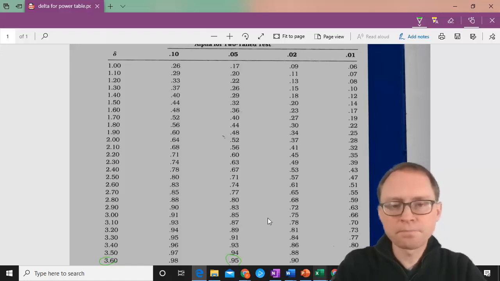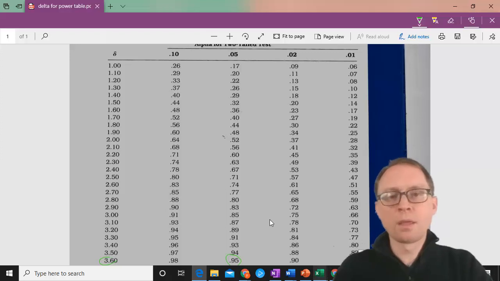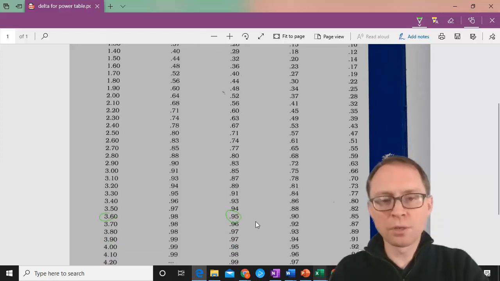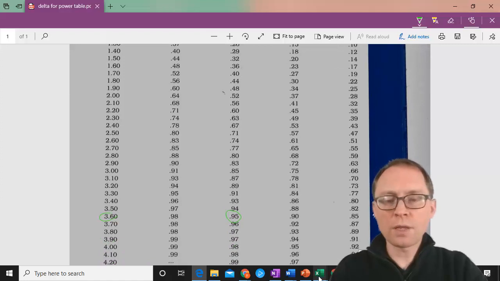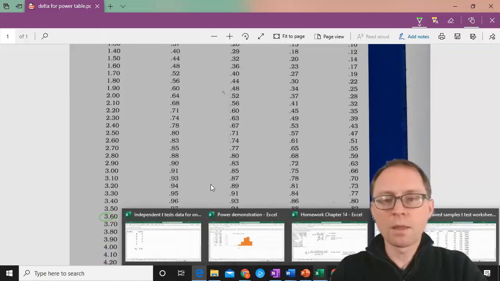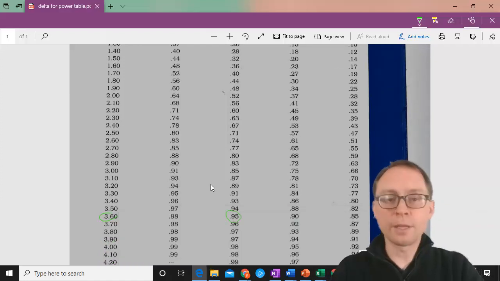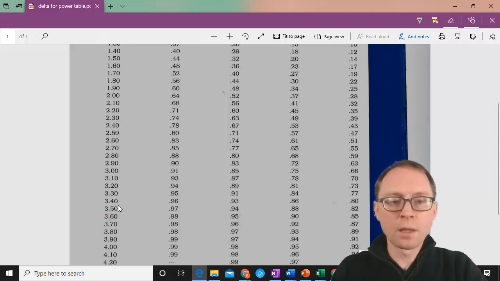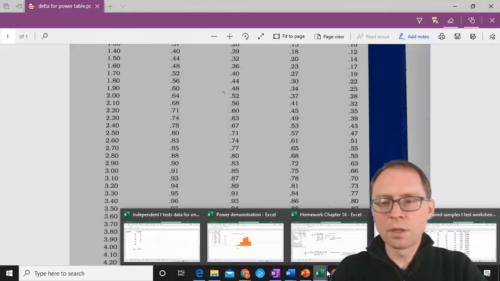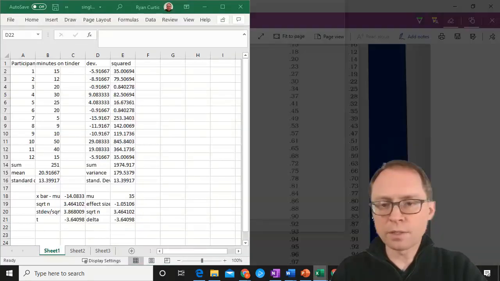All right, so now what I want you to do is try this on your own. I want you to calculate the estimated effect size, calculate delta, and then use the table to figure out what the power estimate is going to be. And I want you to use these numbers right here. So let me show you.